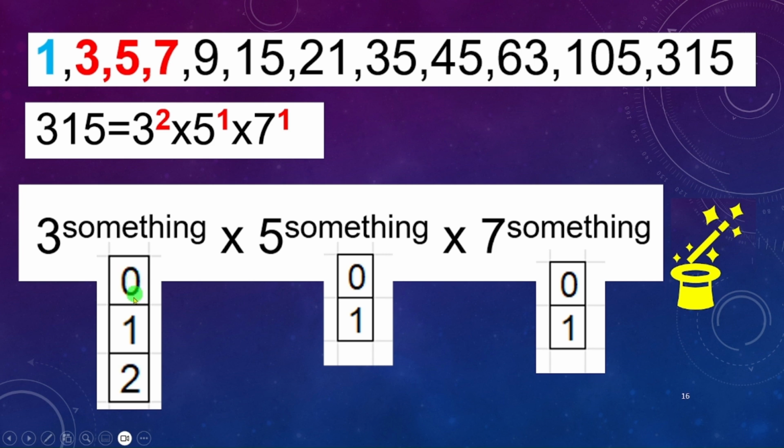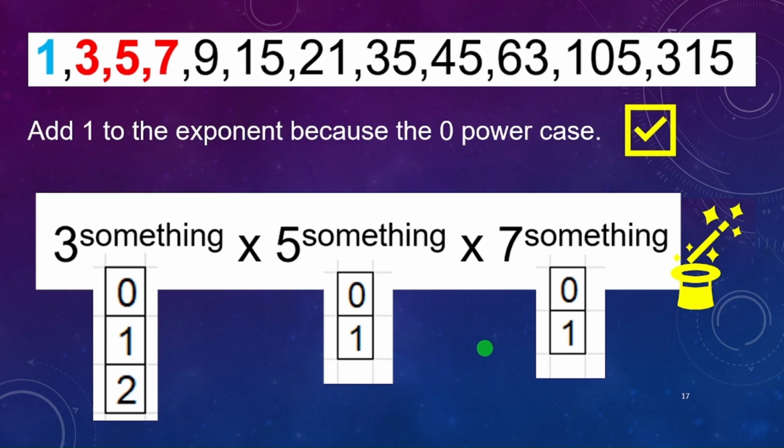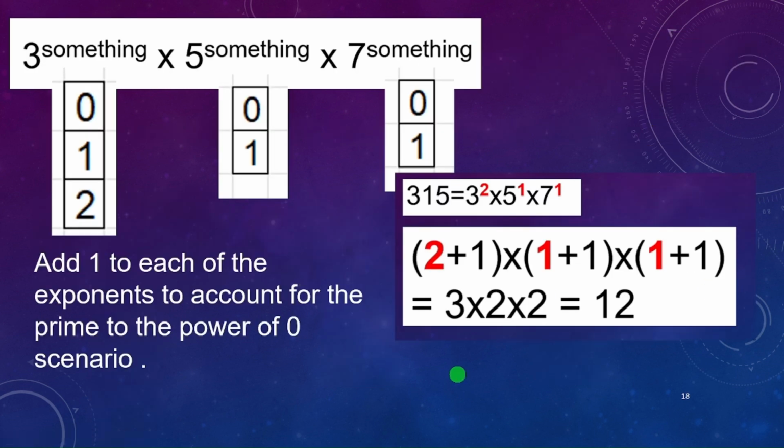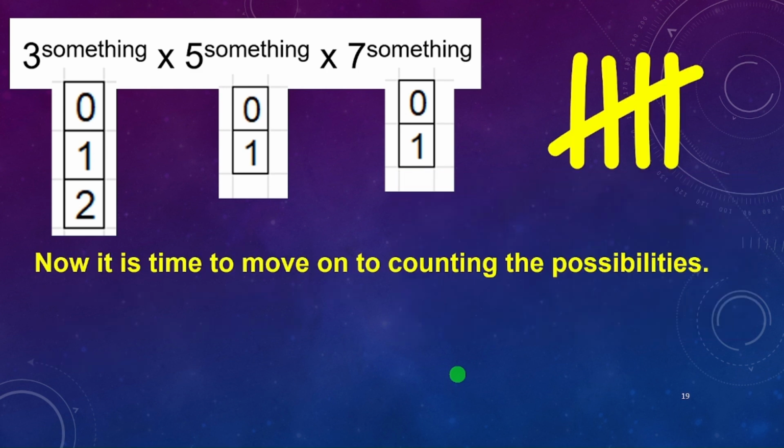So there are 3 ways we can fill out the exponent for the 3, 2 ways to fill out the exponent for the 5, and 2 ways to fill out the exponent for the 7. So that explains why we add 1 to the exponent, because we want to take care of this 0 power case. So that covers off one point. We add 1 to each of the exponents to account for the prime to the power 0 to account for that scenario. Now let's answer the question, why do we multiply them together?